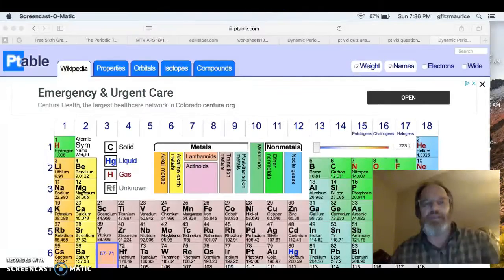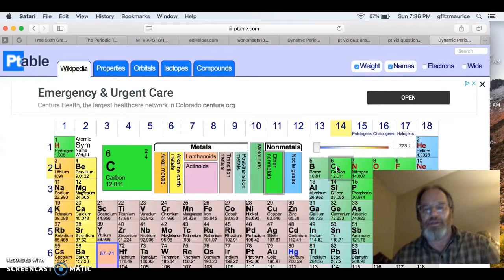So this is the ptable.com website that I mentioned earlier. And if you hover over an element, okay, so here we'll hover over carbon. Over here on the left, you'll get a blow up of the element and it will tell you the atomic number and the atomic mass, which is 6, which is also the number of protons.